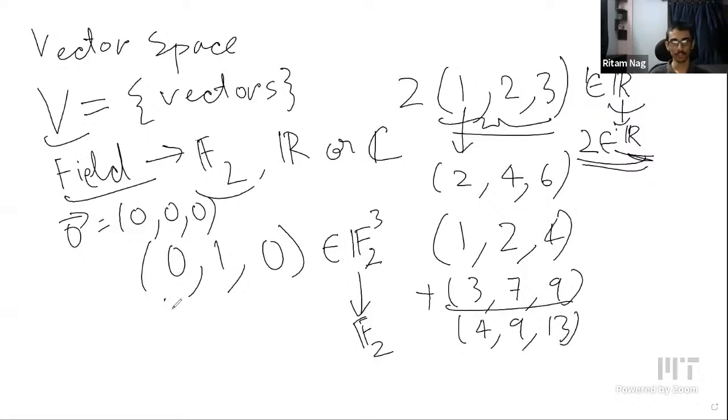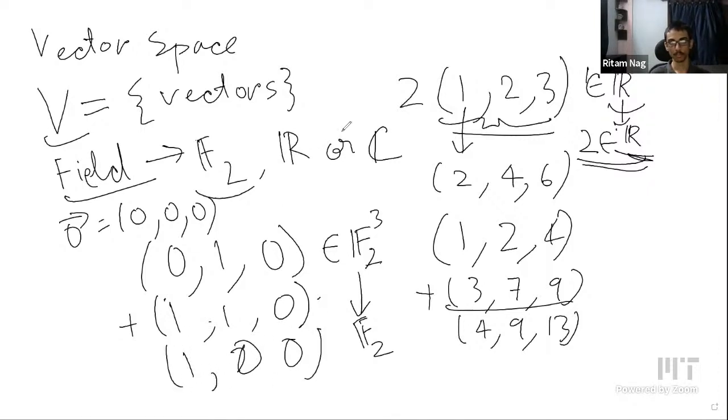So if you have 0, 1, 0 and you have 1, 1, 0 over F2 cubed, the same vector space, then you can add them. If you add these two, you get 1, 0, 0. Is the addition thing clear? Yeah.